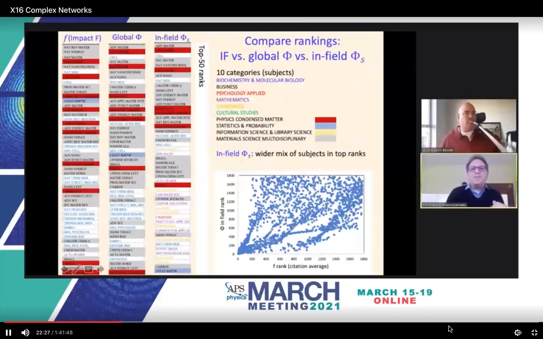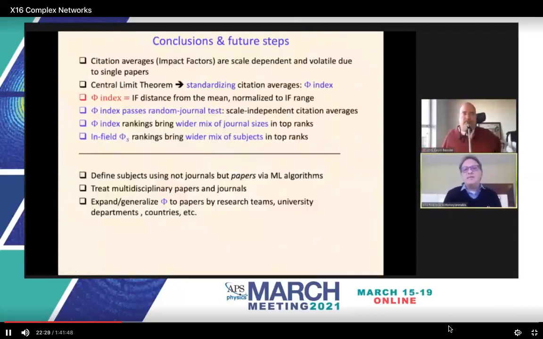So to conclude, we have explained how citation averages are scale dependent and volatile due to single papers. We use the central limit theorem to standardize citation averages and hence define the phi index, which is essentially the distance of the impact factor from the mean, rescaled by the standard deviation of the sample or the range of impact factors. The phi index passes a random journal test. Phi index rankings bring a wider mix of journal sizes in the top ranks, and in-field phi index rankings bring a wider mix of subjects in the top ranks.